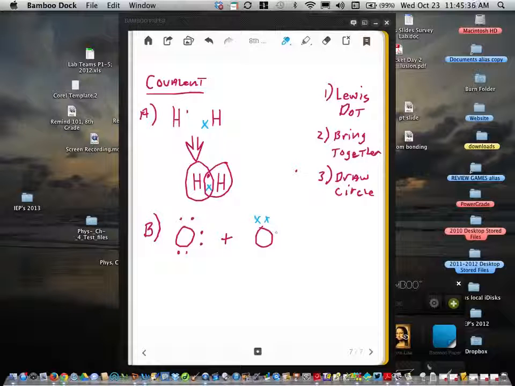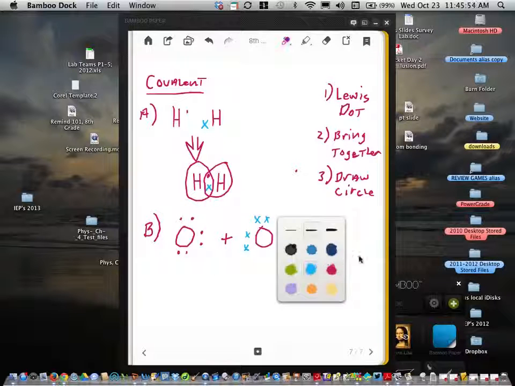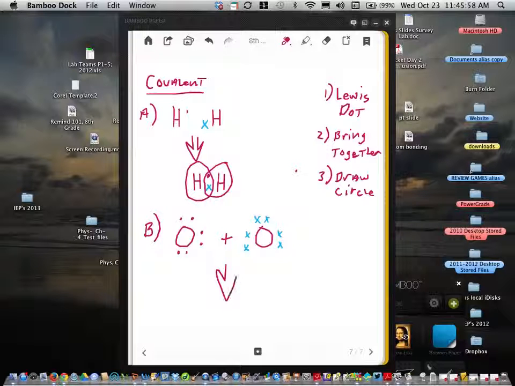The electrons from this oxygen are indicated by X's. Let me do that slightly different. So these X's are going to be over here. So now when we bring these together, let's see what we have. And this is where the magic happens, right here. Watch this. So the oxygens are going to come together. This one has 6, still has 6. However, the electrons from the other oxygen are going to come close, and the oxygen atom on the left is going to feel like it has those two. It's going to share them.